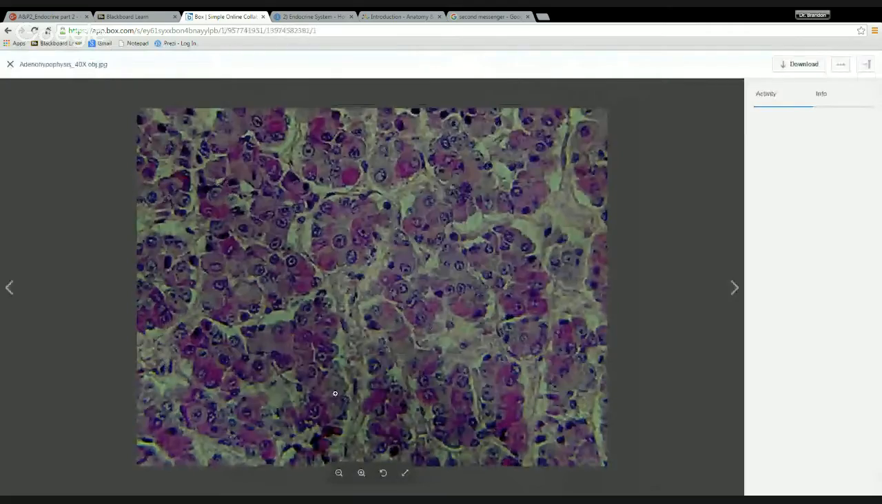adenohypophysis. So this is the 40x adenohypophysis picture. And now we can see very nice dark nuclei here, and they're surrounded by pretty well stained cytoplasm because these cells are making a lot of proteins. They have a lot of ribosomes and rough ER and that sort of thing in them.